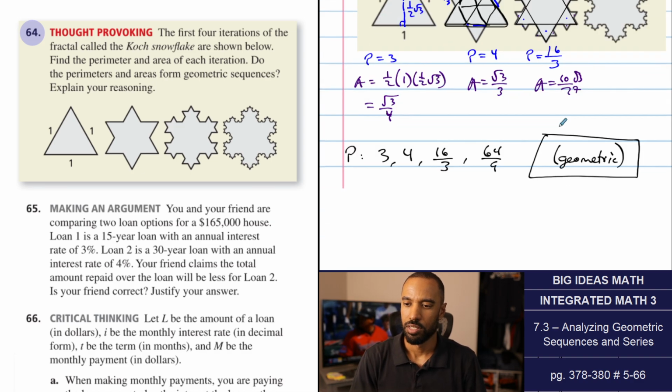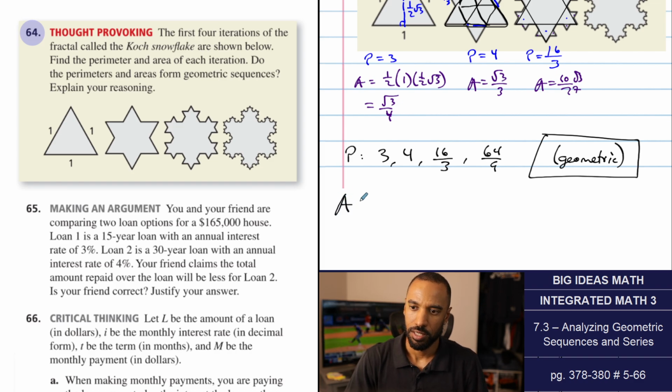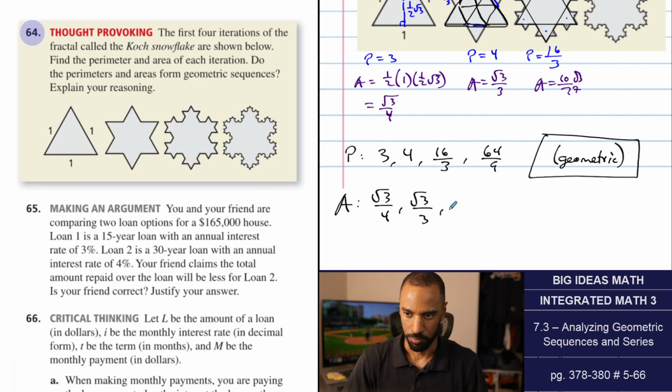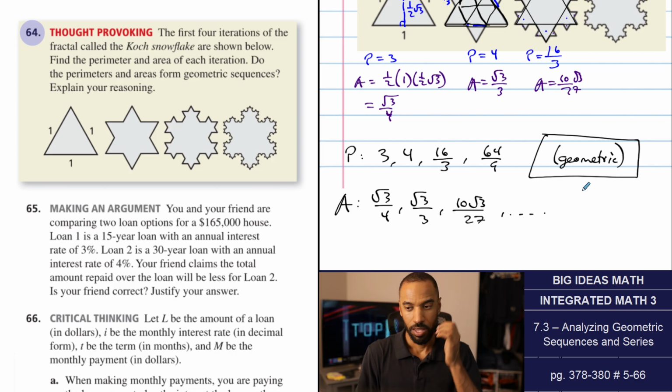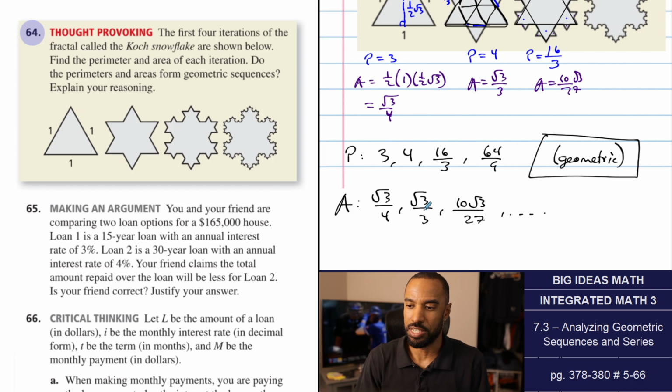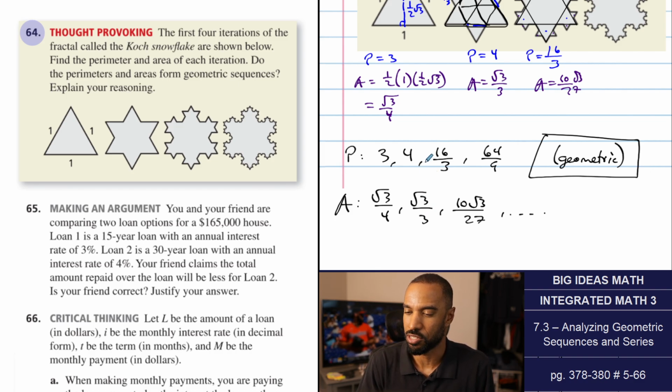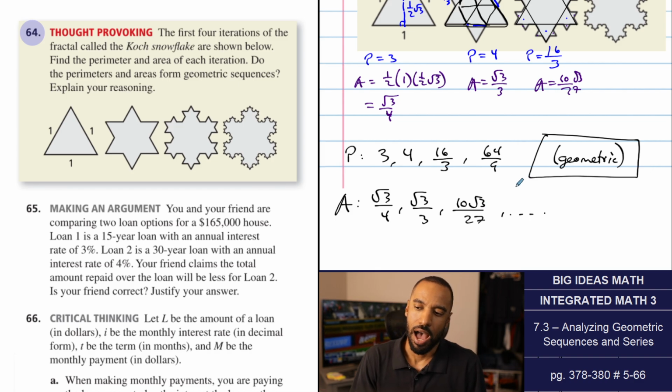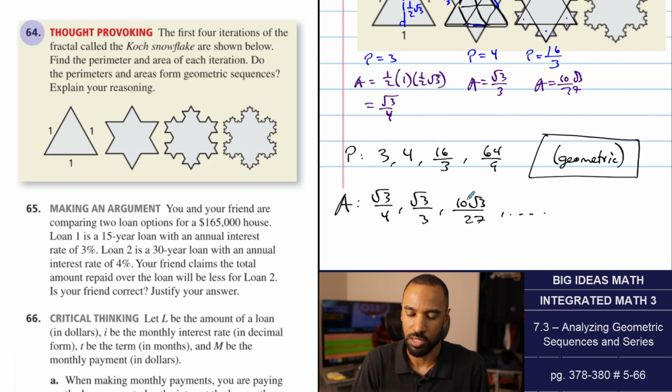The question is, does area have a geometric sequence? Root 3 over 4, root 3 over 3, and 10 root 3 over 27. I see no such inkling of it. I know there can be fraction reduction within. I'm still not sensing it. If I multiply that by 3 over 3, I get 1, 3, 10. I don't know how that works. 4, 9, 27. I don't know how that works. I don't think that's a geometric sequence. I could test common ratios, but that doesn't track.